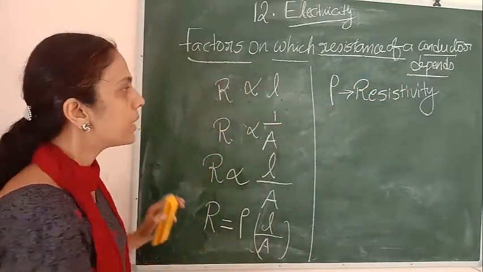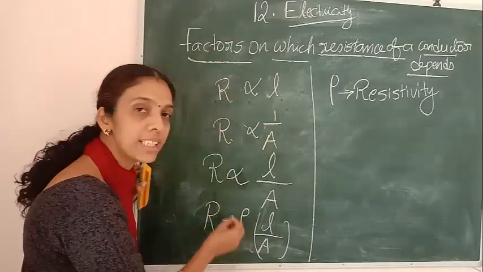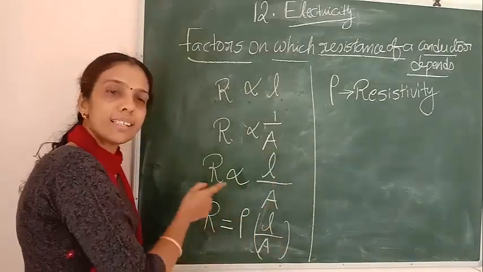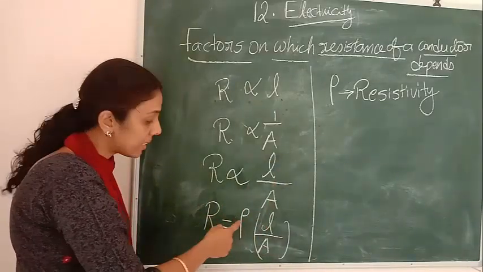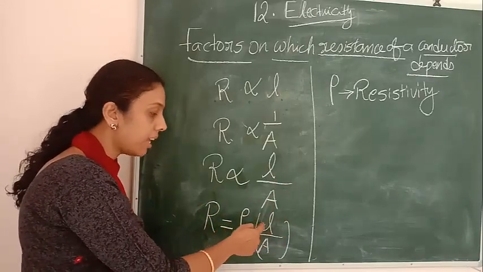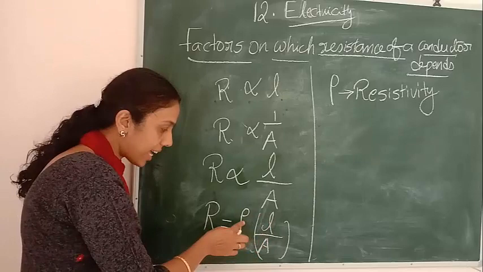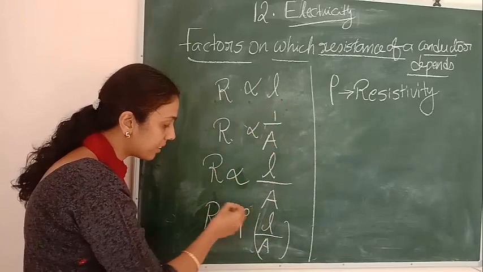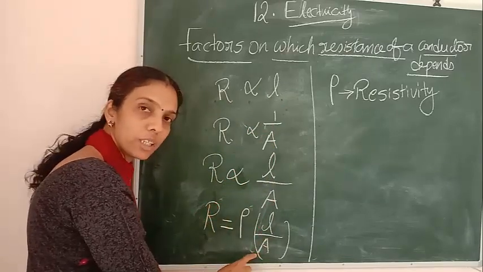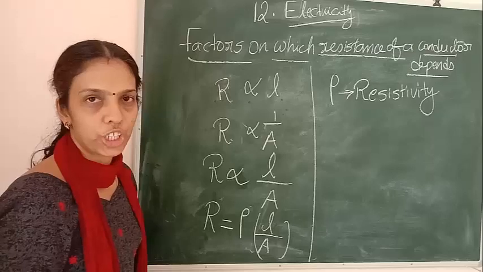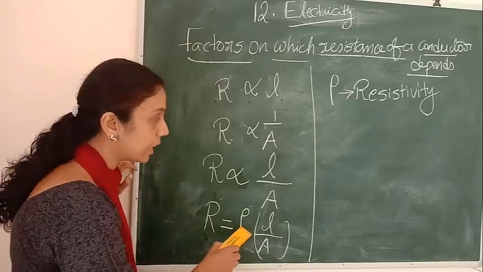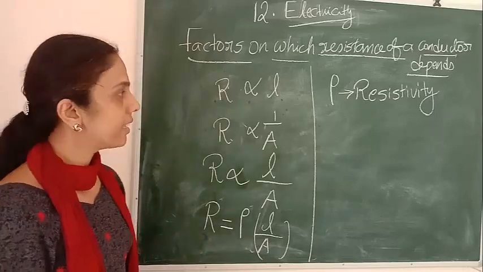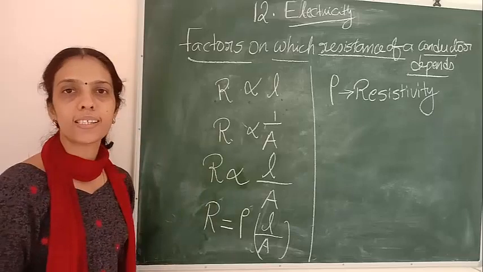So, how do resistivity and resistance of a conductor depend? As resistivity increases, resistance also will increase because it is multiplying rho into L by A. That means as rho increases, if it is in the numerator part, this will increase also. If it is in the denominator part, it will be inversely proportional. Clear now? So, rho is called the resistivity of the conductor.